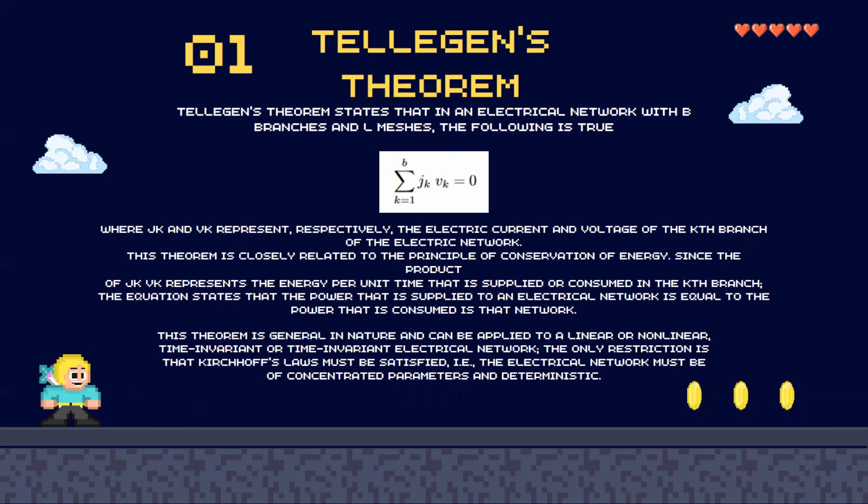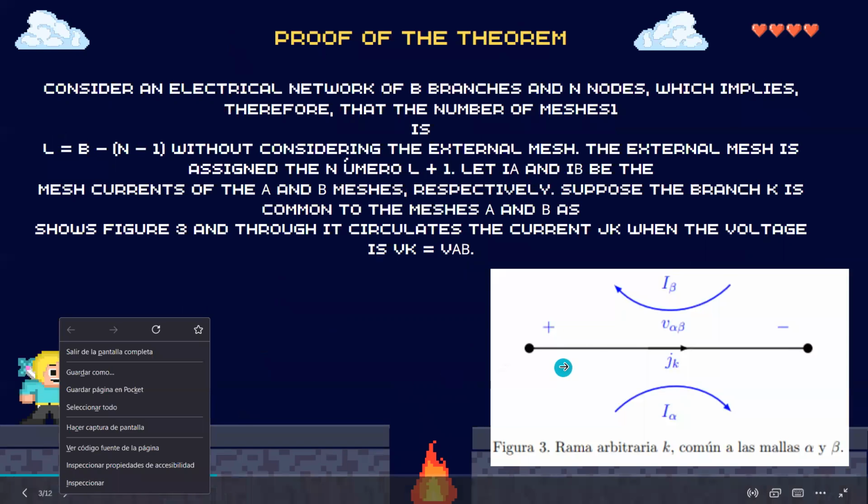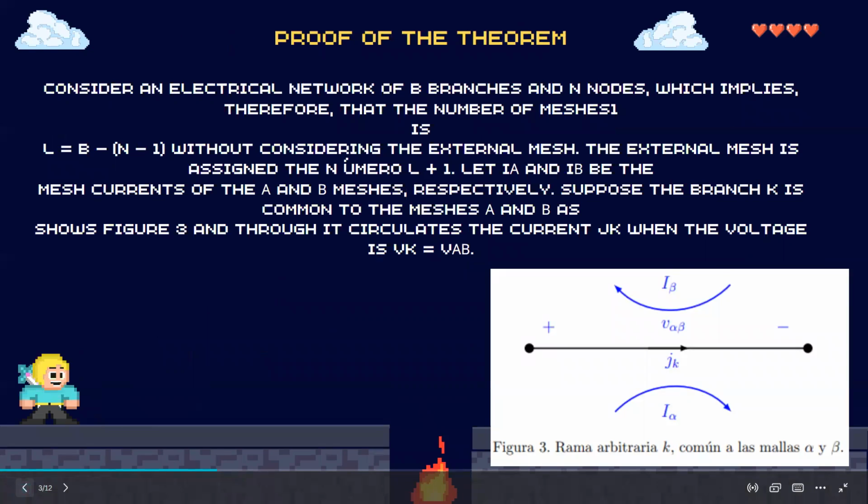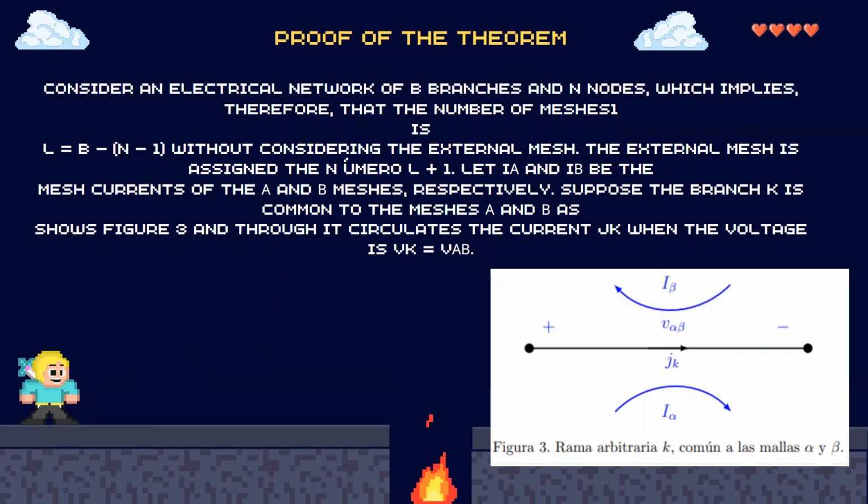The only restriction is that Kirchhoff's laws must be satisfied. The electrical network must be of concentrated parameters and deterministic. Consider an electrical network of B branches and N nodes, which is simple, and therefore the number of meshes L is equal to B minus N minus 1.